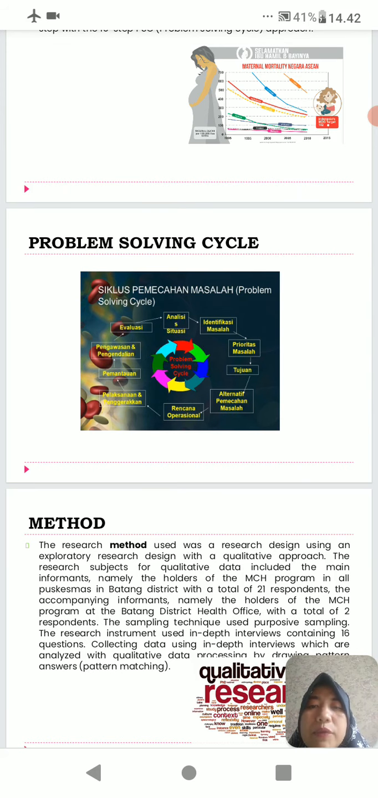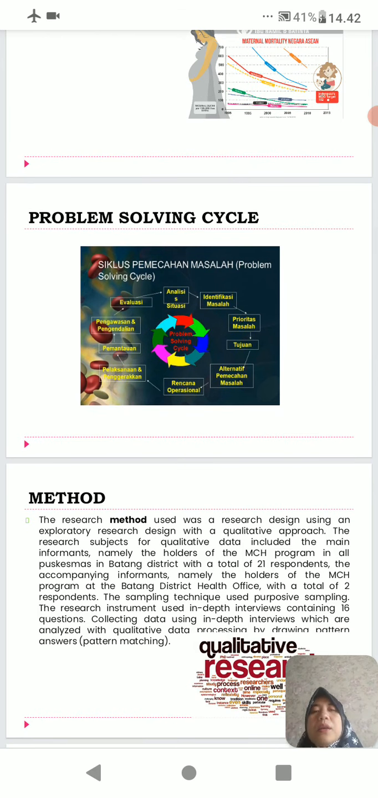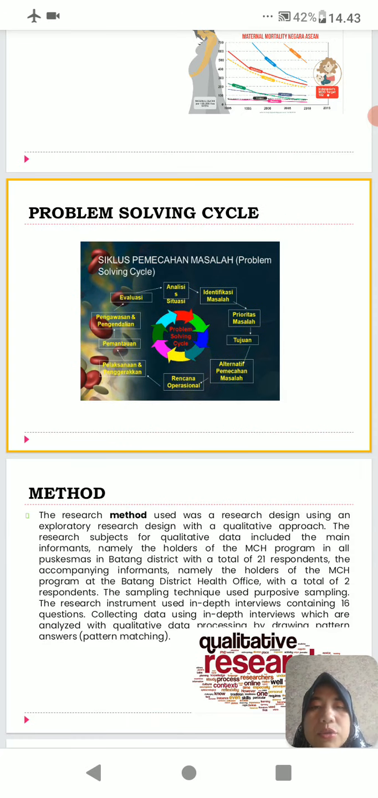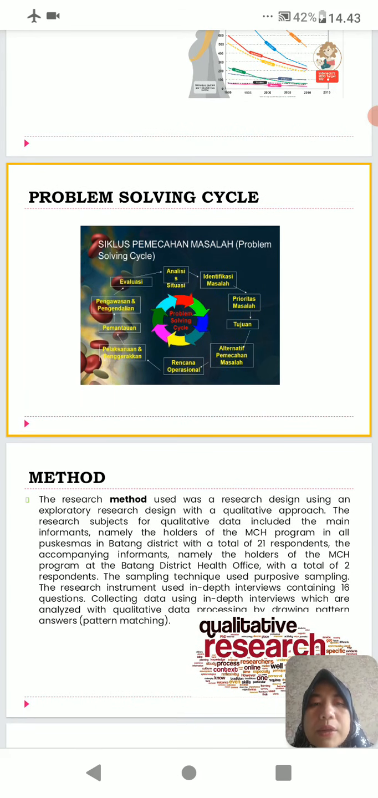The problem solving cycle contains 10 steps. The first step is situation analysis. Step 2 is identification of problem. Step 3 is priority problem. Step 4 is proposed program. And the 5th step is alternative of problem solving. And the next is planning operational. And the next steps are implementing and monitoring and evaluation.